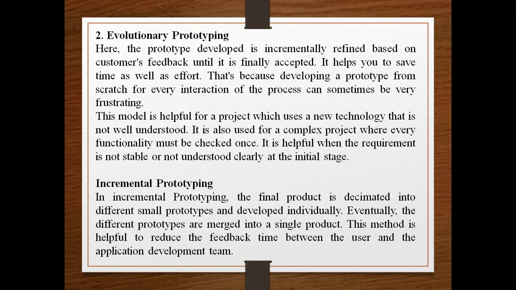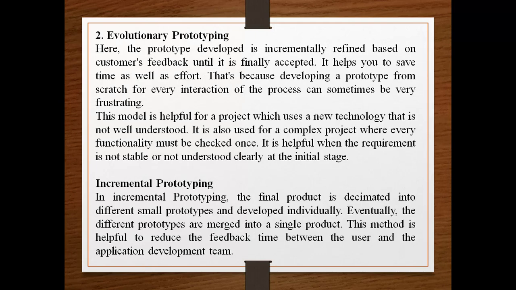So this model is helpful for projects which use new technology that is not well understood, because if you don't know the new technology, the urge of learning, understanding and then refining becomes stronger. So it says that if you do not understand the new technology, then evolutionary prototyping can be done. It is also used for complex projects where every functionality must be checked once. Complex projects where the functionality has to be checked. It is helpful when the requirement is not stable or not understood, because in evolutionary at every stage you can always improvise your requirements.